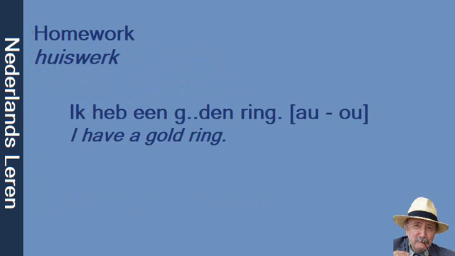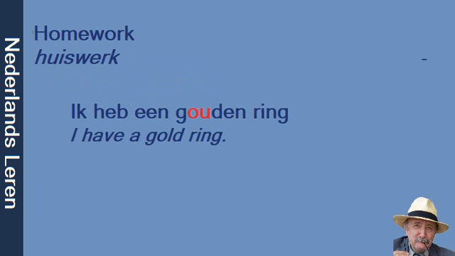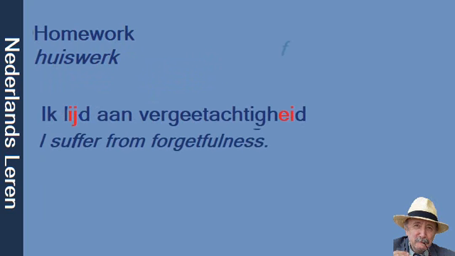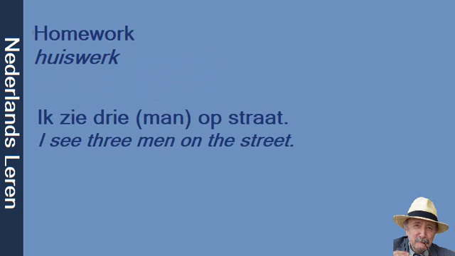Now I have some homework for you to do, or huiswerk. I will give you a moment to guess what has to be written in the place of the two dots. You're right, OU. Ik heb een gouden ring. Now this one. Yes, you're right. Ik lijd, long IJ, aan een vergeetachtigheid, short EI. Yes, ik zie drie mannen op straat.